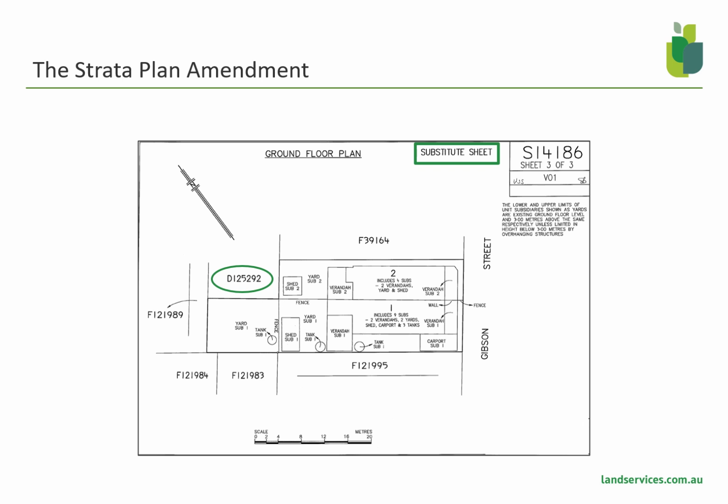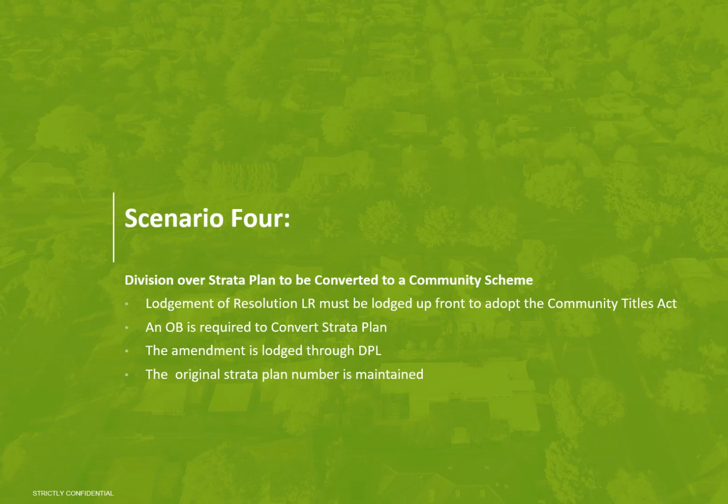Finally, we just wanted to show you a strata amendment where they had decided to convert the strata to a community plan. To convert a strata to a community plan, a lodgement of resolution, LR dealing, must be lodged up front, and an outer boundary plan must be completed if no adequate outer boundary exists. So when the amendment plan is lodged, it's lodged as the community amendment with the strata plan number still being maintained.